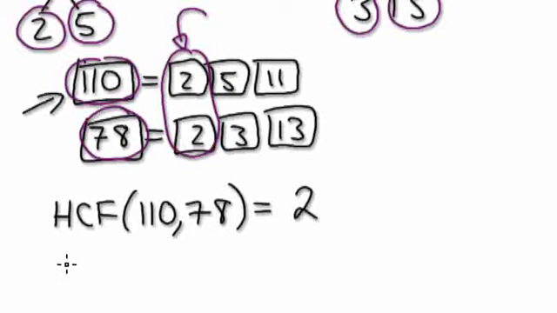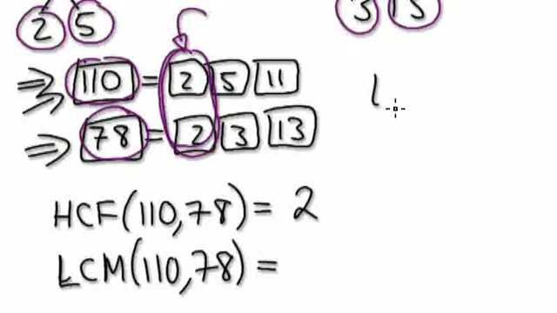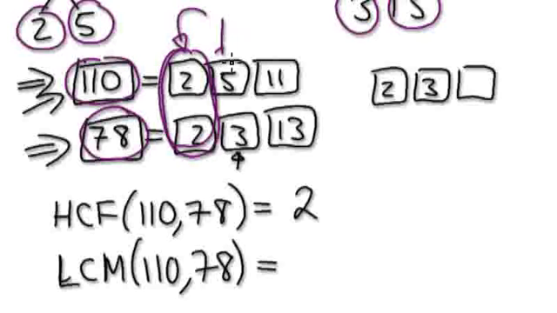Okay, and if you want to know the lowest common multiple of 110 and 78, think of it this way. What blocks do I need in order to build this number and this number here? Well, let's look at the first one. You're going to need a 2. The next prime is 3 here, so I need a 3 in order to build this number. The next one will be a 5, so I need a 5. Well, I need an 11 here, and the last one would be 13.